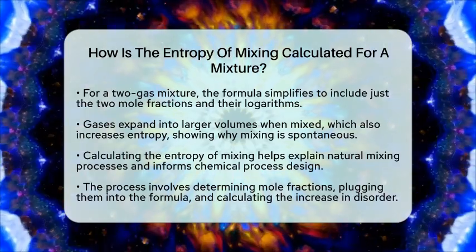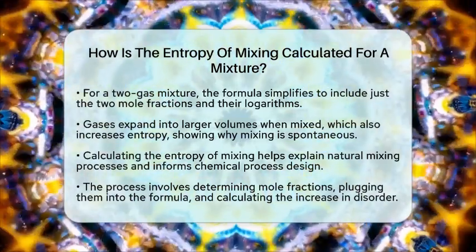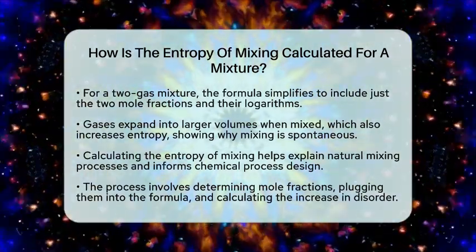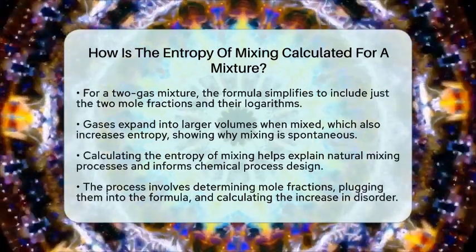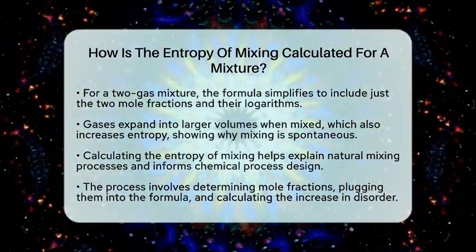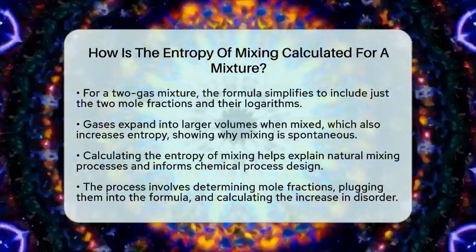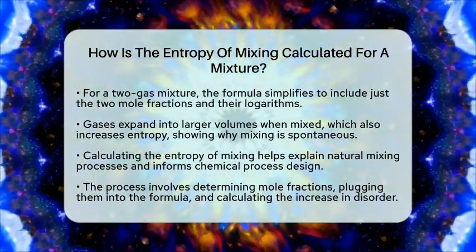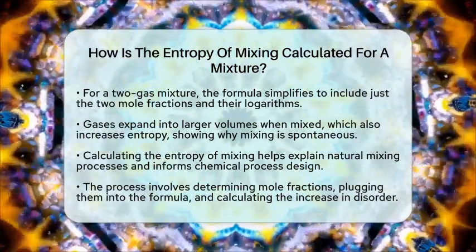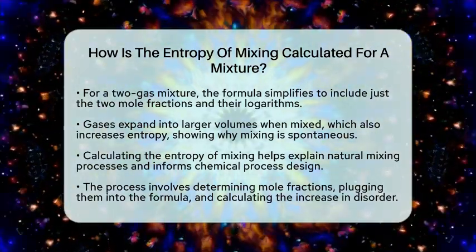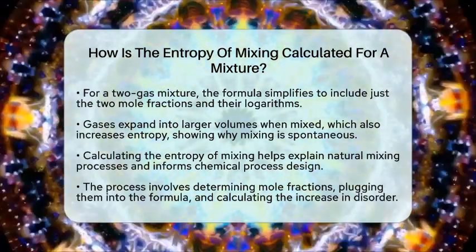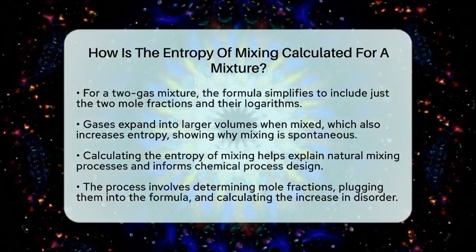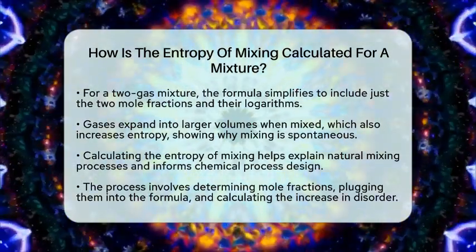So, to find the entropy of mixing, first determine the mole fractions of each component in your mixture. Then, plug those values into the formula: negative total moles times R times the sum of each mole fraction times its natural logarithm. The result tells you how much more disordered your system becomes when the components combine. This increase in entropy explains why mixing happens spontaneously and is an essential part of understanding thermodynamics.